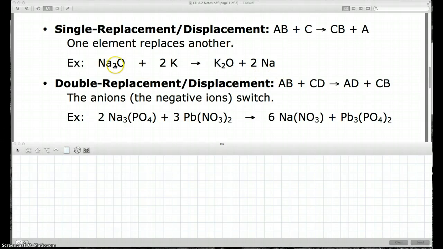So again, you have a couple dancing and somebody alone, and the one that's alone comes in and buds in. And you can see that in the example. We have sodium and oxygen dancing. Here we have potassium. Potassium comes in, knocks sodium out. Now potassium and oxygen are dancing and sodium's all alone.